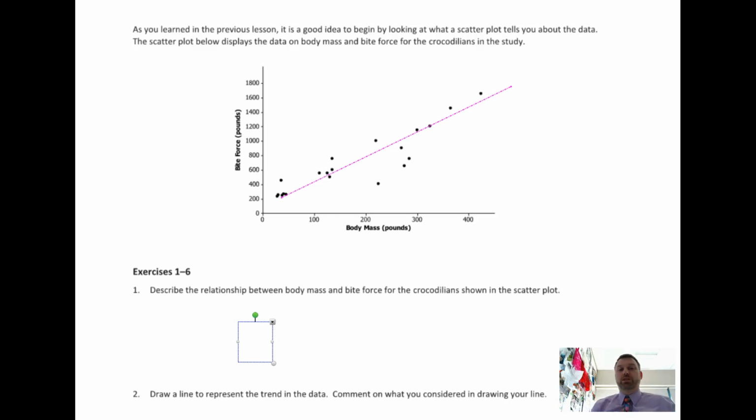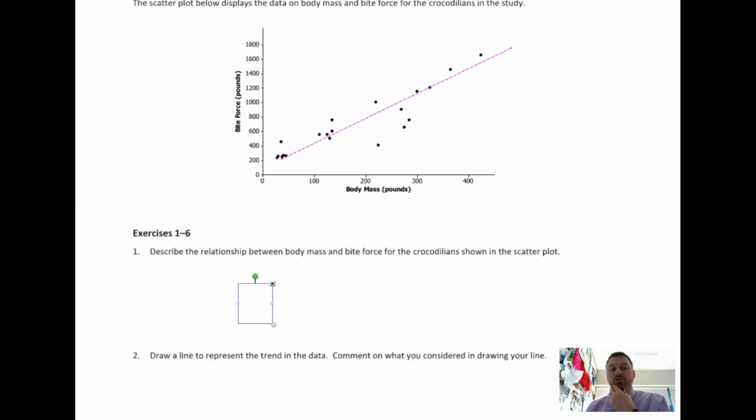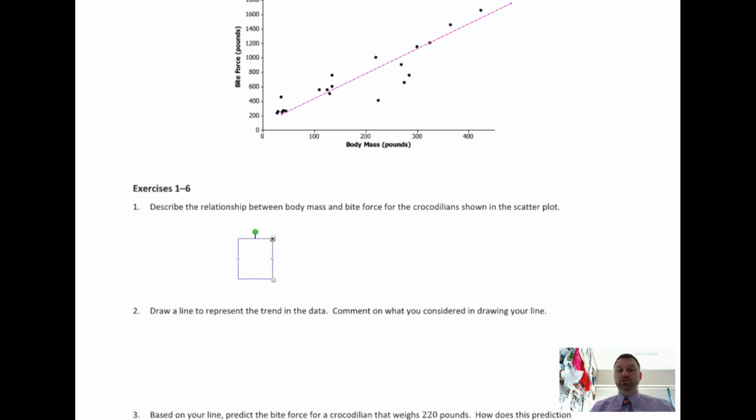Okay, so the body mass and the bite force of a crocodile. The line I drew here kind of best fits that data. There are some points right on the line, some points evenly dispersed above it and below it. It may not be perfect, but it's a pretty good line describing what's going on. So that answers question 2. Draw a line to represent the trend in the data. Comment on what you considered in drawing a line.